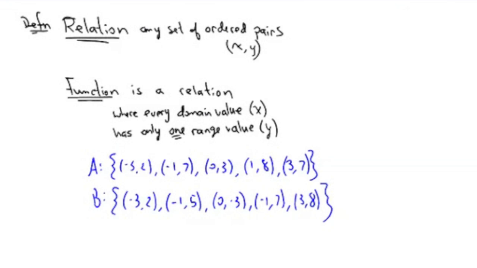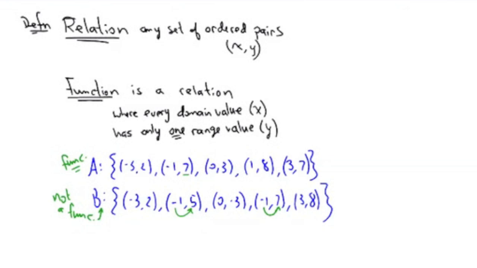Go to the bottom one. -3 has 2, -1 has 5, 0 has -3, -1 has 7, and 3 has 8. Why isn't that a function? That -1. -1 is 5 feet tall, but he's also 7 feet tall. That makes absolutely no sense. So B is not a function, and A is perfectly fine as a function.